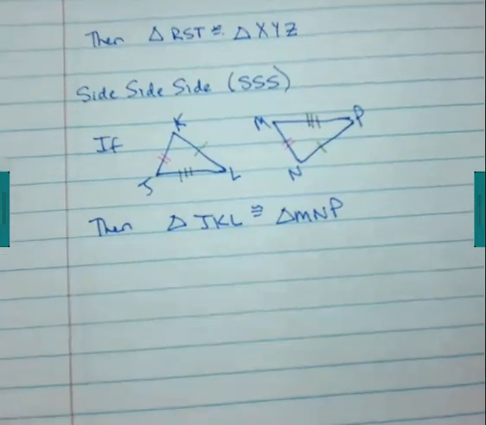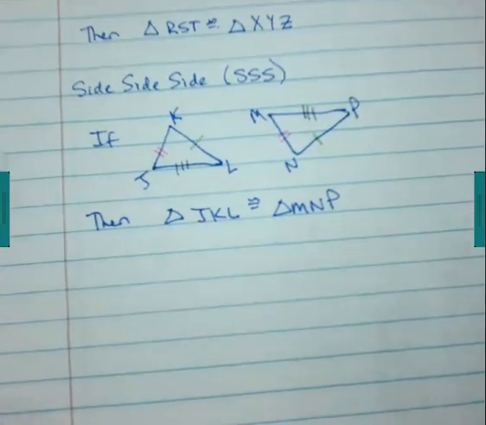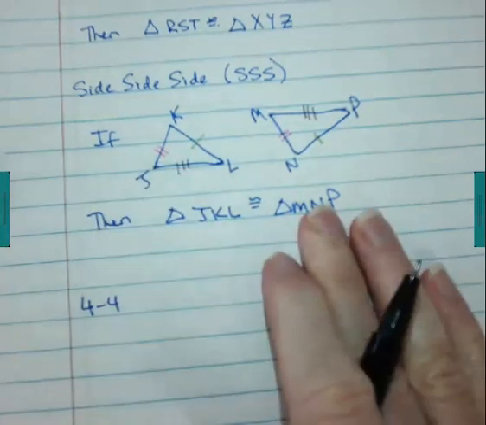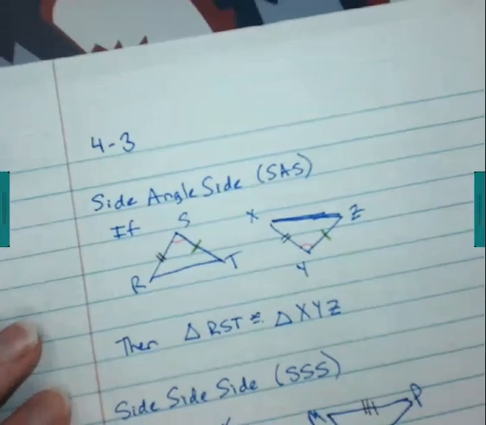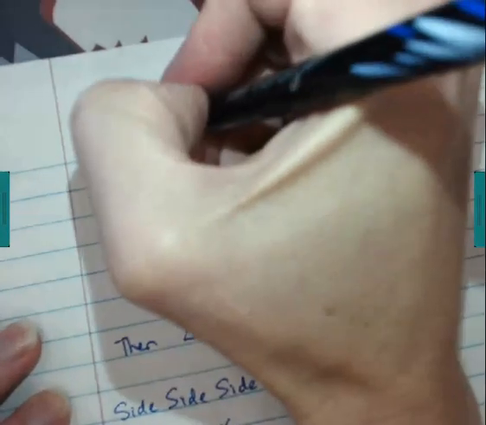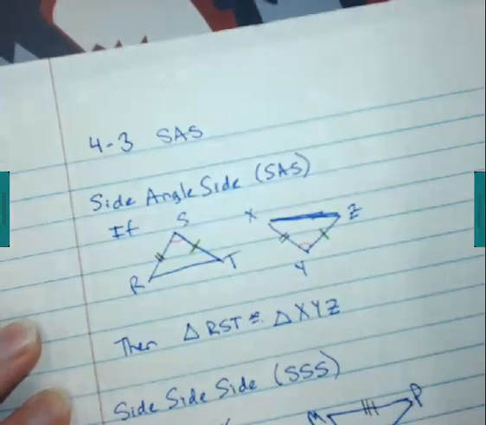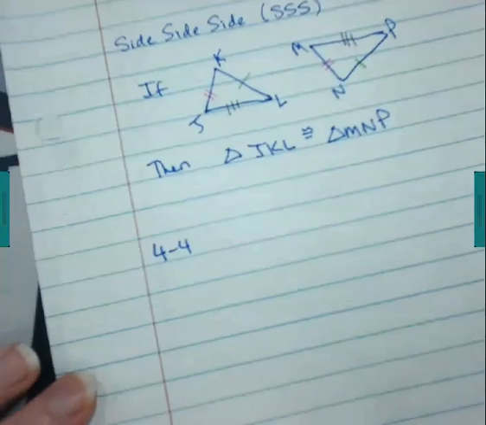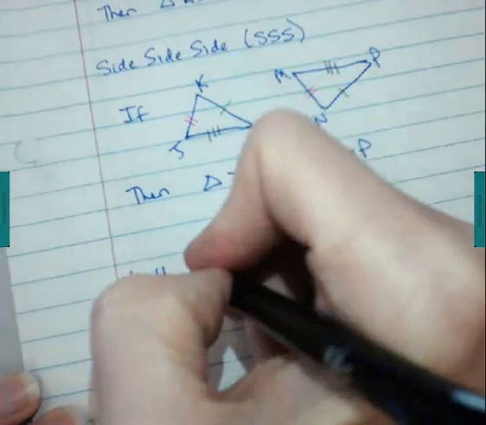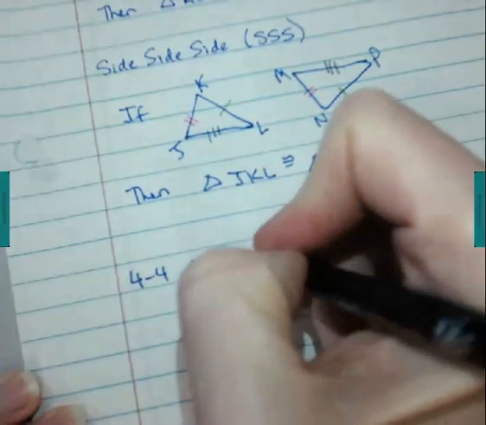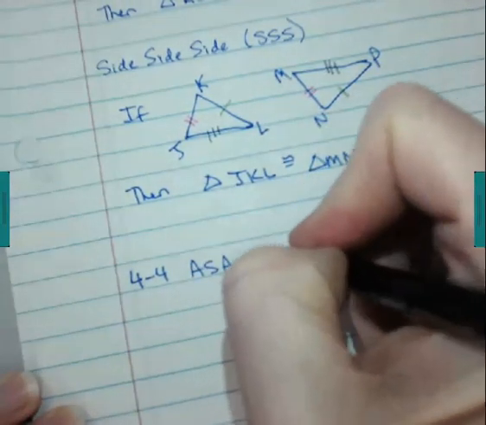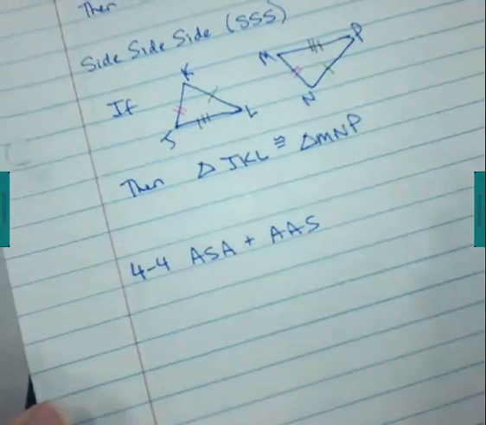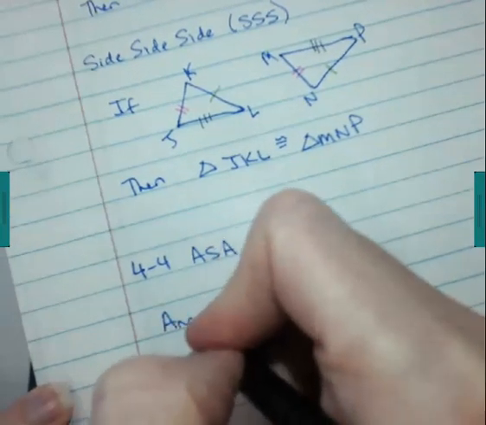Okay, the next 2 theorems come from section 4.4. So let's put 4.4. And if you actually want to go back up to 4.3, you can put side angle side and side side side. And then down here, we are going to say angle side angle, and we're also going to do angle angle side. So let's start out with angle side angle. So go ahead and write that.